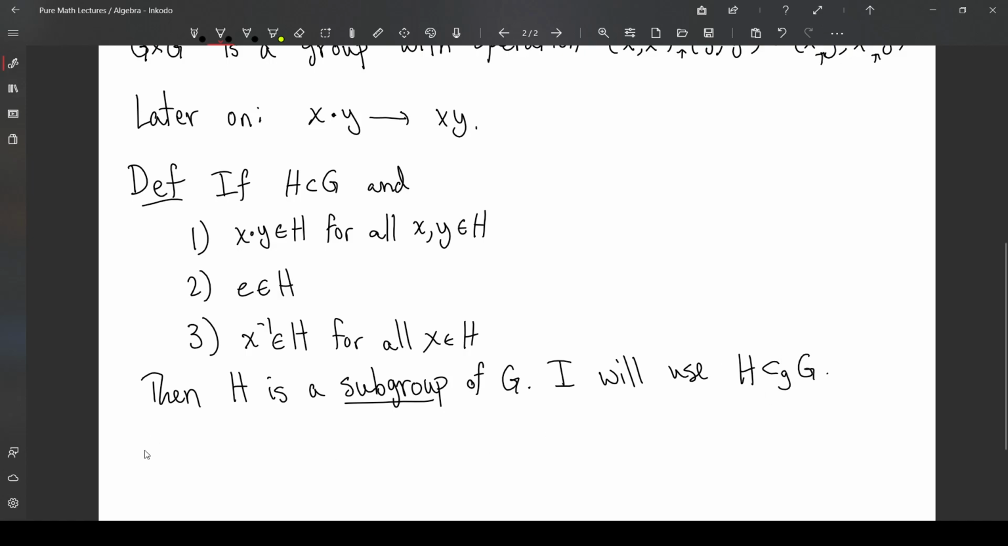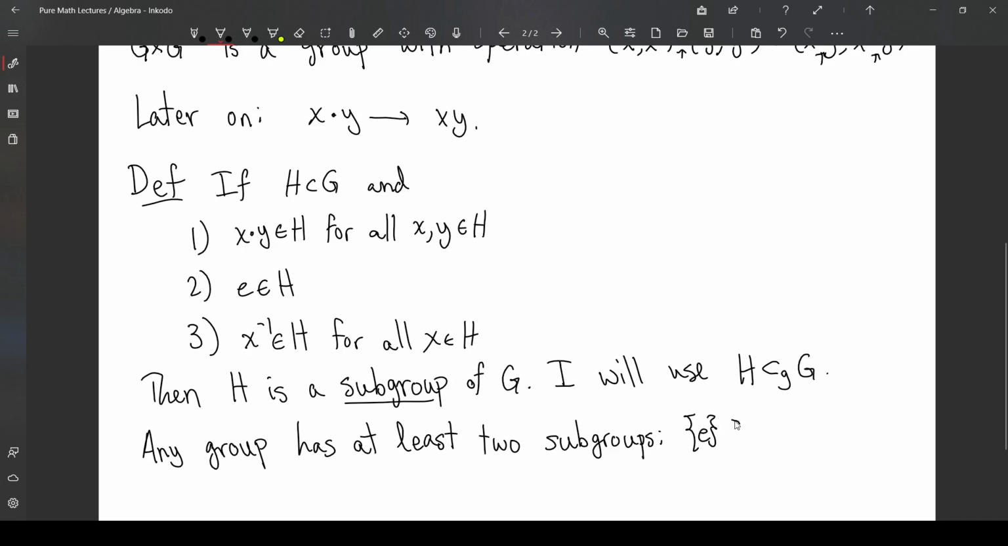And I guess one last thing to say is that any group has at least 2 subgroups. Namely, the trivial group is always a subgroup, and G, the group itself, is also a subgroup.